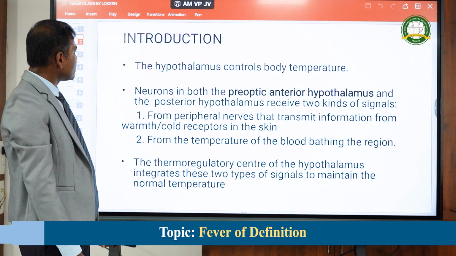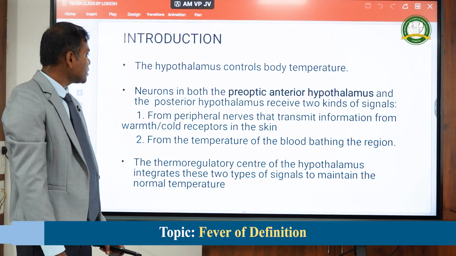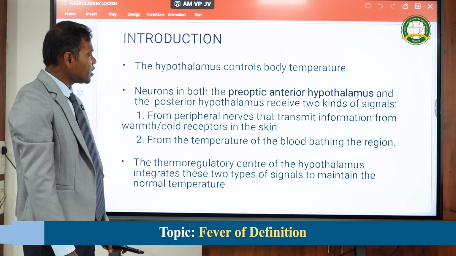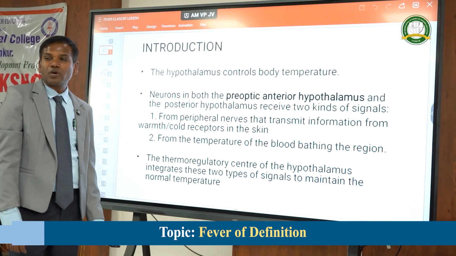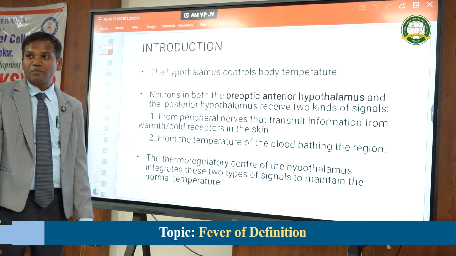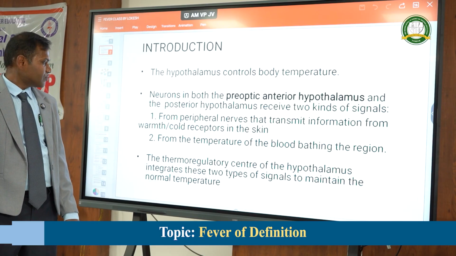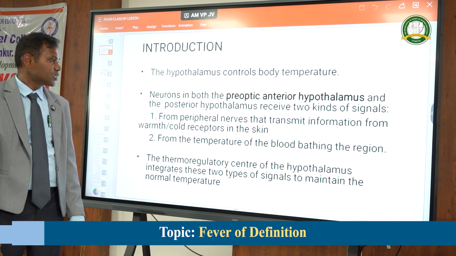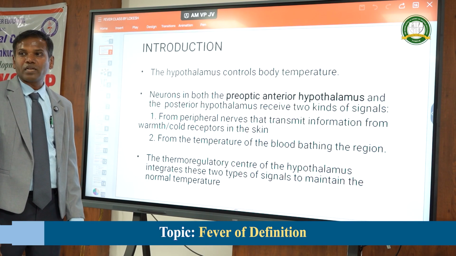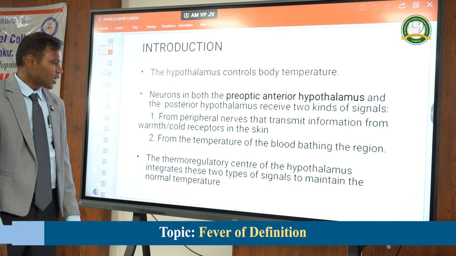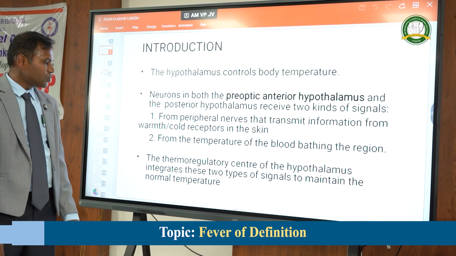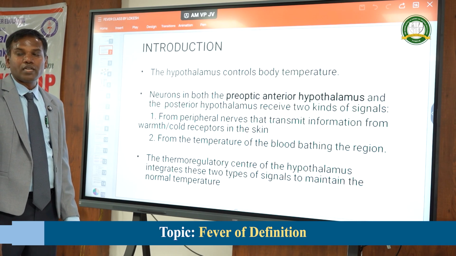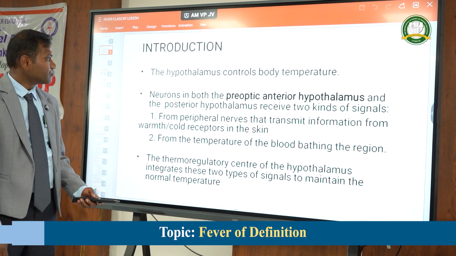Introduction about fever. The hypothalamus controls the body temperature. Neurons in the preoptic anterior hypothalamus and posterior hypothalamus receive two kinds of signals: from peripheral nerves that transmit information from warmth or cold receptors in the skin, and from the temperature of the blood bathing the region. The thermoregulatory center of the hypothalamus integrates these two types of signals to maintain the normal body temperature.